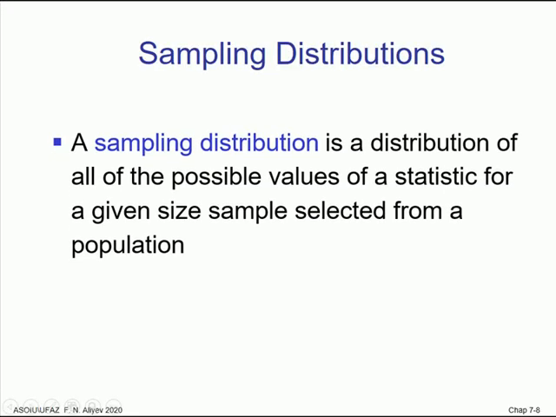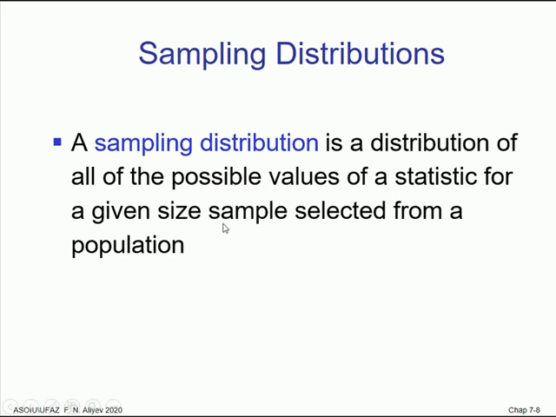Sampling distribution. What is sampling distribution? Sampling distribution is a distribution of all possible values of a statistic for a given sample selected from a population. What does it mean, students?